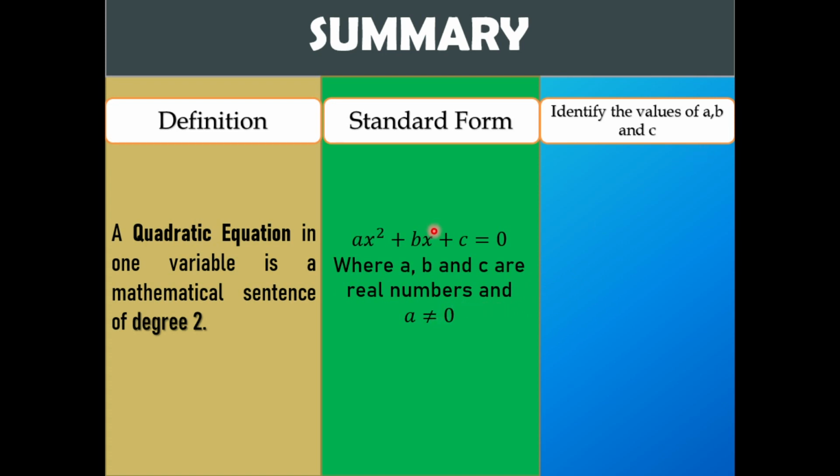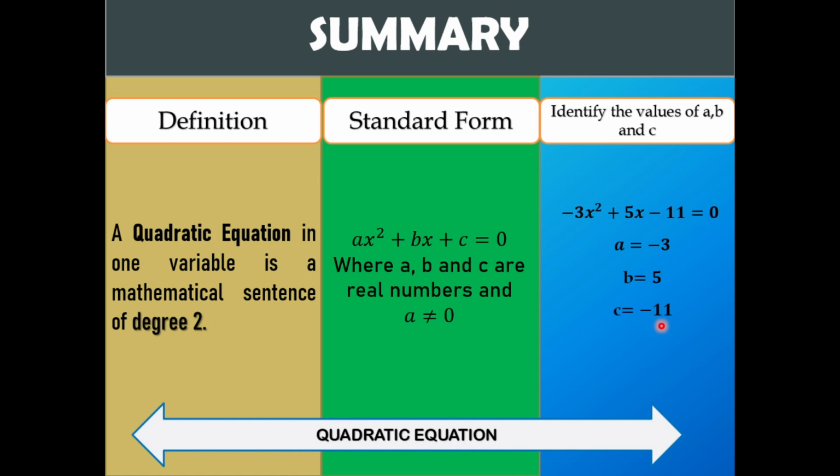How to identify the values of a, b, and c? First, we're going to transform the equation into standard form by using the special products or any of the properties or methods that I discussed earlier. For example, negative 3x squared plus 5x minus 11 equals 0. So this is in its standard form. We can now find the values of a, b, and c here. A is negative 3, b is 5, and c is negative 11.